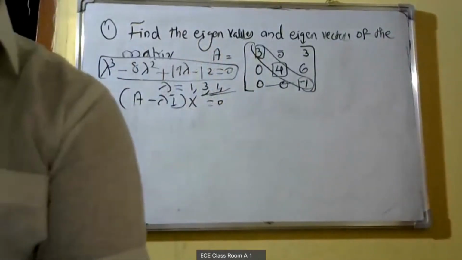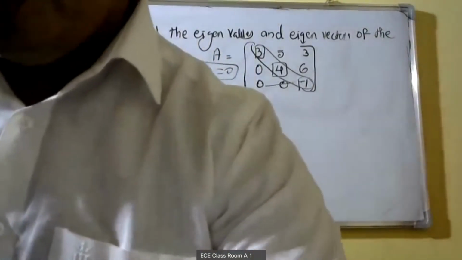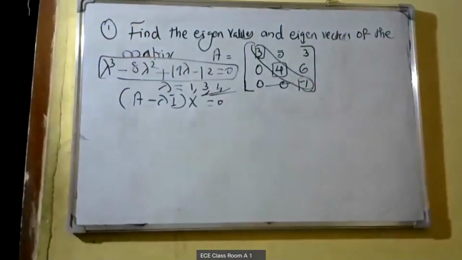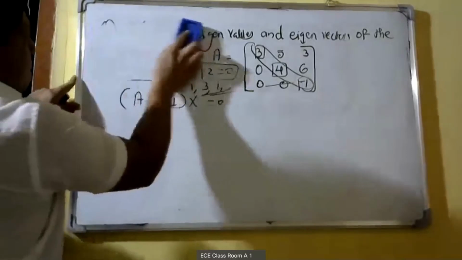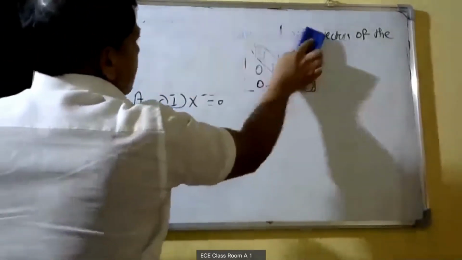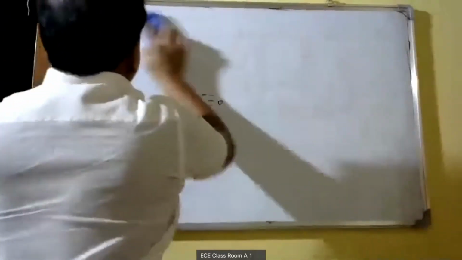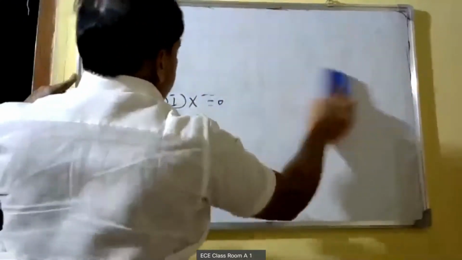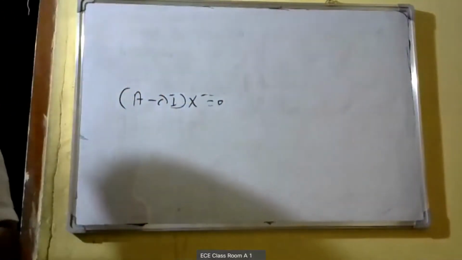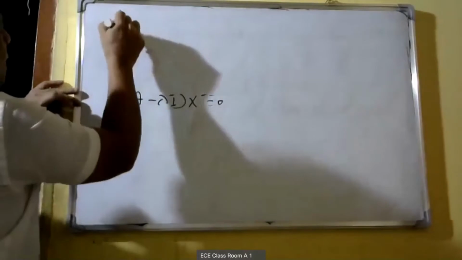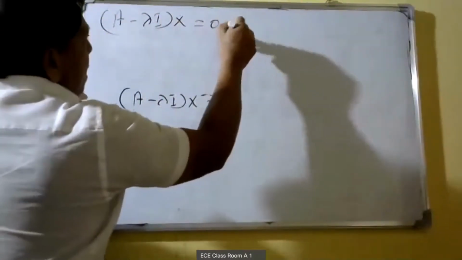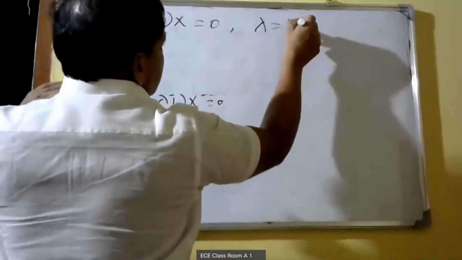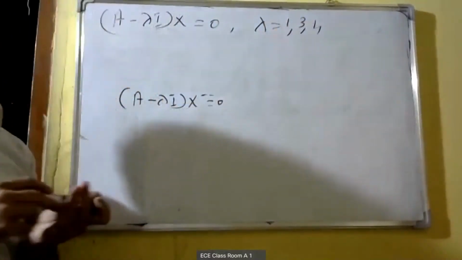To find the eigenvectors, we write (A minus lambda I) x is equal to 0. Here lambda is equal to 1, 3, 4. Eigenvalues are 1, 3, 4.